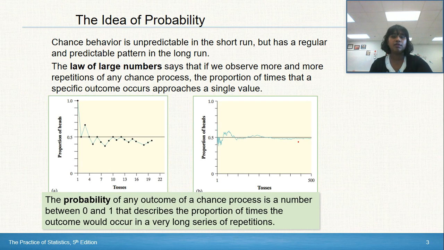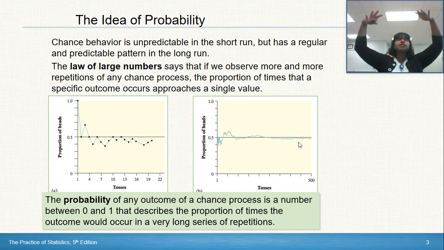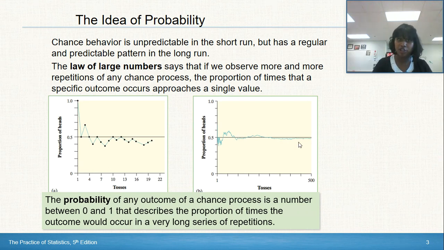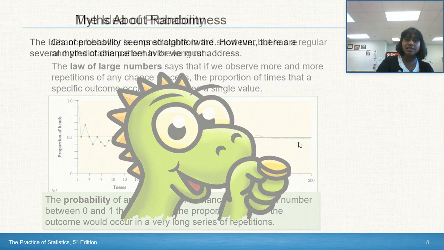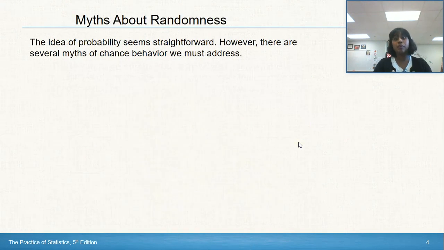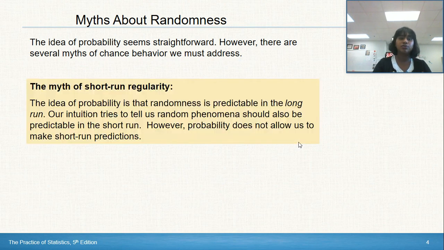So what they're saying is over the course of lots and lots of repetitions, we actually get to see the true behavior that occurs from that probability that you calculated for yourself. 1 in 2 chance is 0.5, and it shows up when you do the repetition a huge number of times. But because of this law of large numbers, we end up with some myths, and I want to address those really quickly.